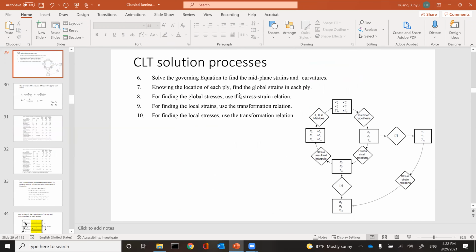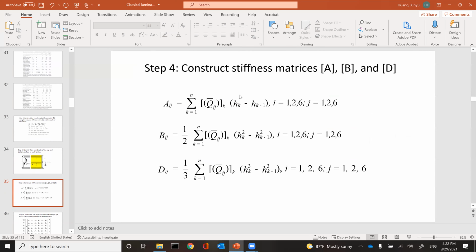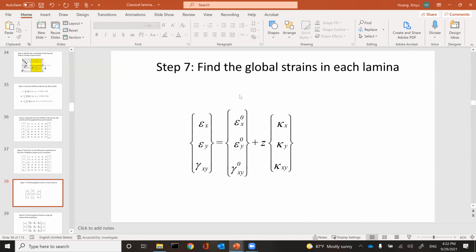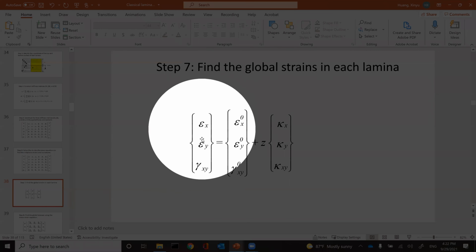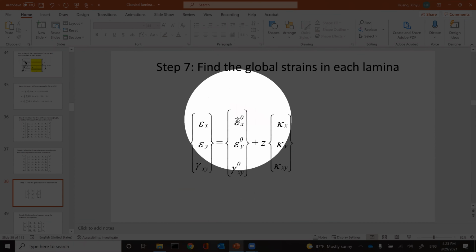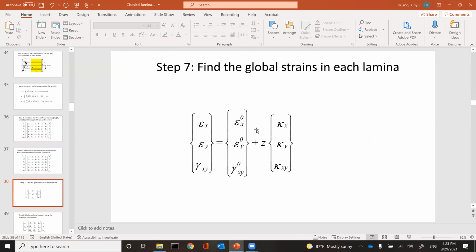Okay. And then number 7, knowing the location of each ply, find the global strain in each ply. The global strain in each ply is related to the midplane strain and curvature and the location of the ply by this equation. This is the equation you want to use. This is the global strain in each ply. You have 2 normal strains and a shear strain, which is related to the midplane strain plus curvature multiplied by Z. Now, what is Z? Z is the location of the plies, right?